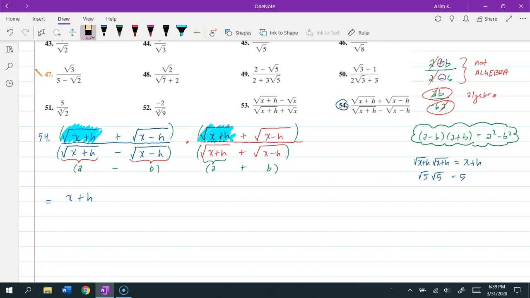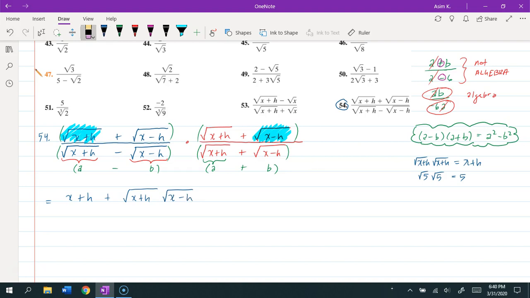Now that was simply the first two terms, where we are multiplying two terms with two terms. So now the next thing you have to multiply is the root of x plus h times the root of x minus h. That unfortunately does not have a quick fix. You just need to go ahead and write it out. So I'm going to put an addition sign because both of them are positives. I'm going to write down the root of x plus h times the root of x minus h, like that.